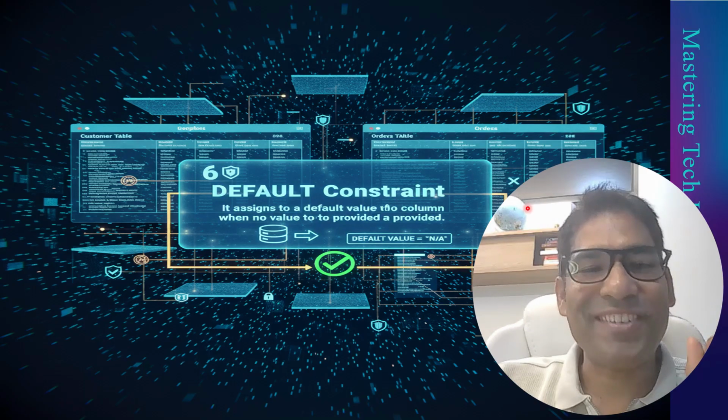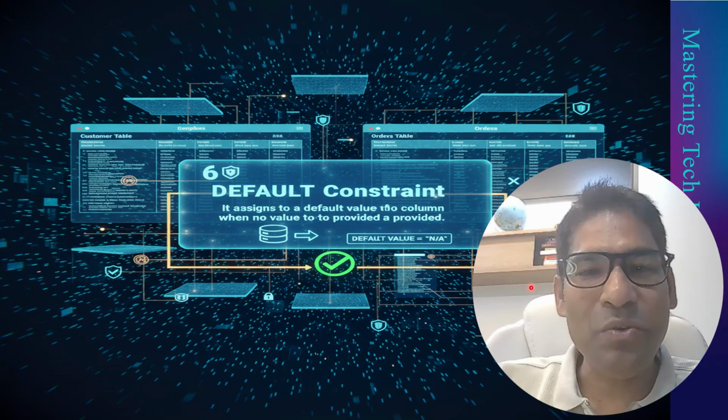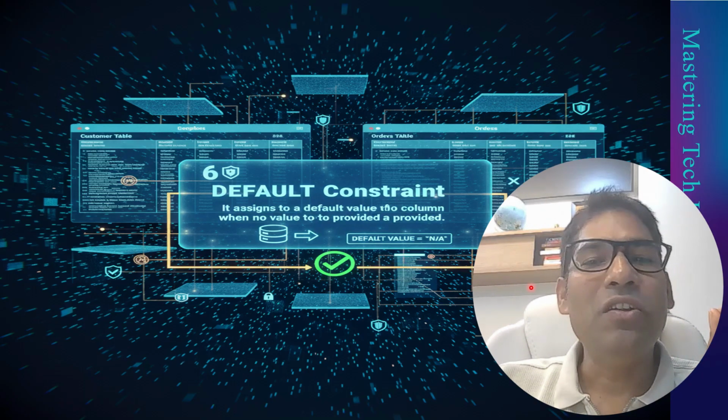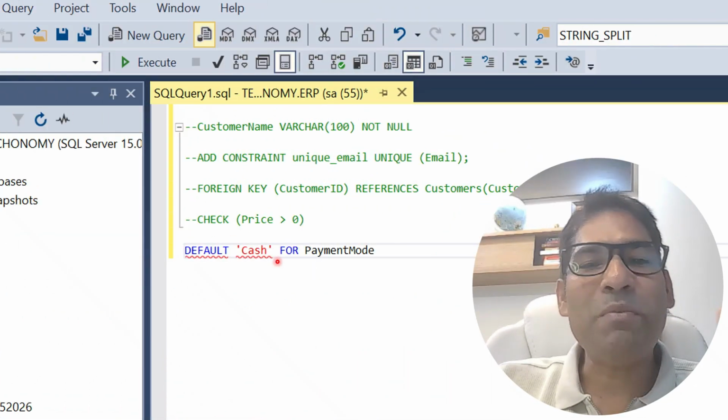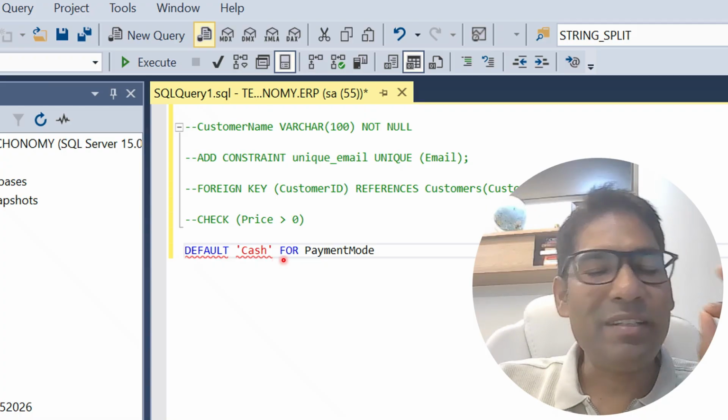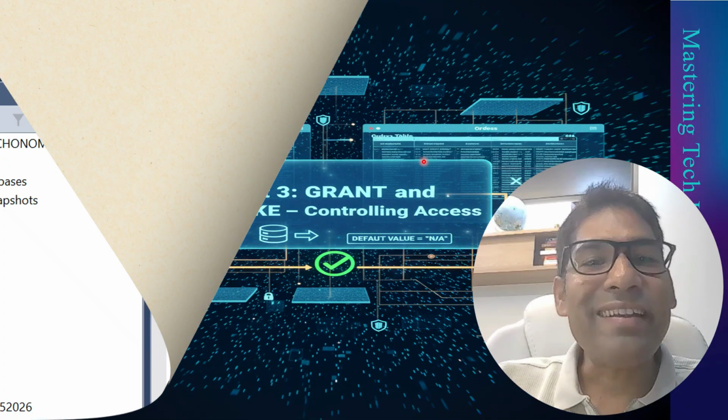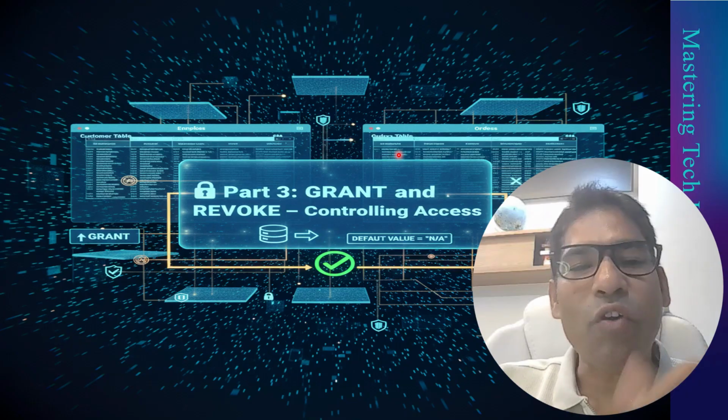6, default constraint. It assigns a value automatically when none is provided. For example, if the payment mode is not given, it defaults to cash. It's simple, very useful. Part 3, grant and revoke.